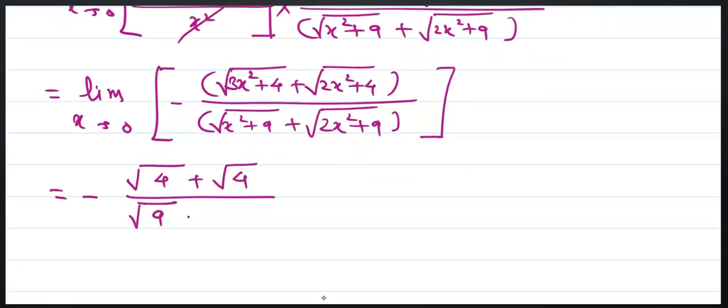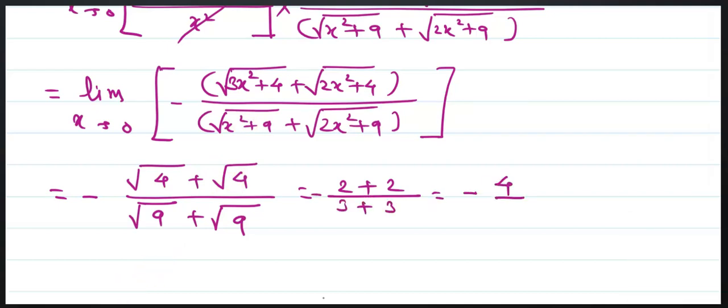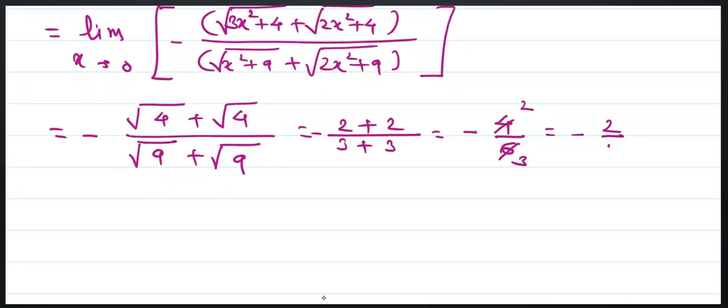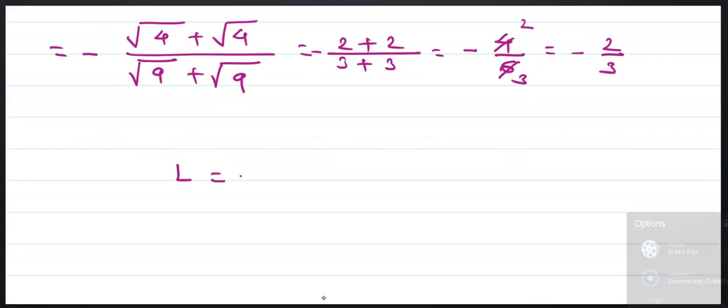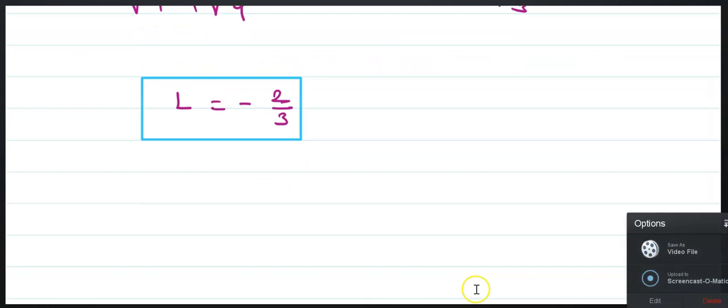Now as well, therefore we have substituted the value. That is the limit as x tends to 0. This term will become 0. That is the root of 4 plus root of 4 upon root of 9 plus root of 9, and 2 plus 2. This is minus 4 upon 6, which is minus 2 upon 3. Therefore, L is equal to minus 2 upon 3, and this is the answer. That is, L is equal to minus 2 upon 3.